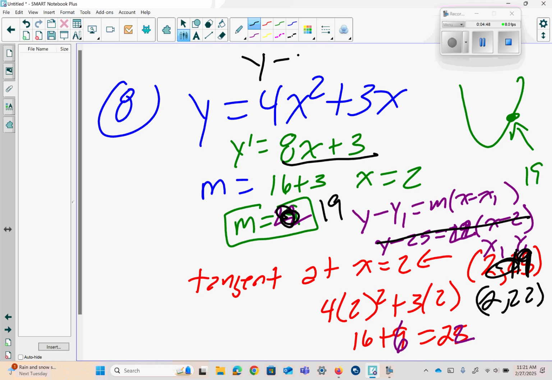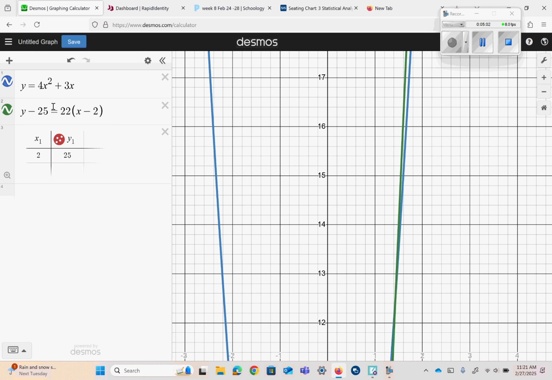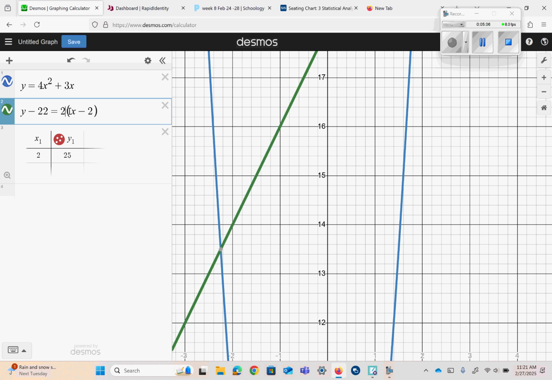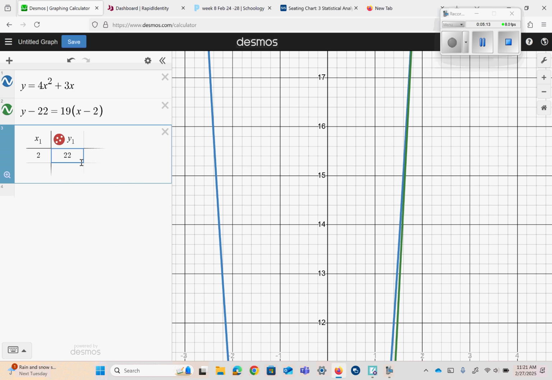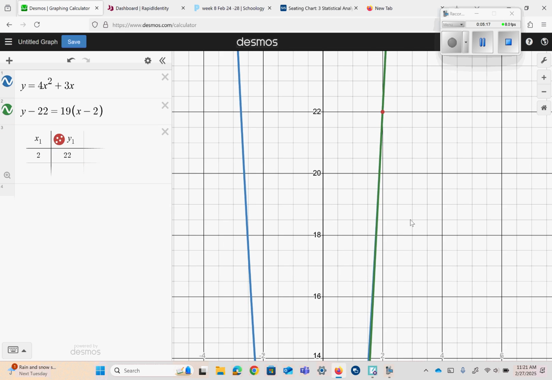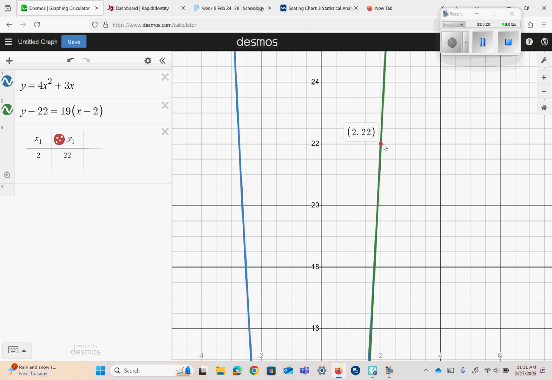So I get y minus 22 equals 19 times x minus 2. So if I plug that in, that should work better for us. y minus 22, slope is 19. Yes. There we go. And then the point 2 comma 22. There we go. That right there is my point of tangency.